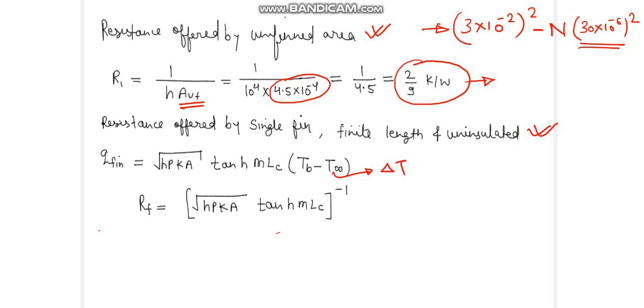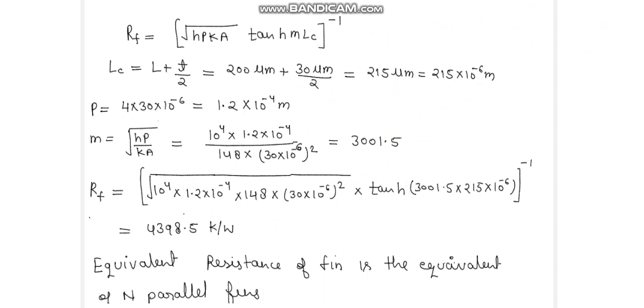Lc can be written as length plus half of the thickness, which is given as 30 micrometers. So the corrected length is this. The perimeter P can be calculated like this, because the fin cross-section is a square of 30 micrometers. This is 30 micrometers, this is 30 micrometers. So we can calculate the perimeter like this. m can be calculated by putting in all these parameters.